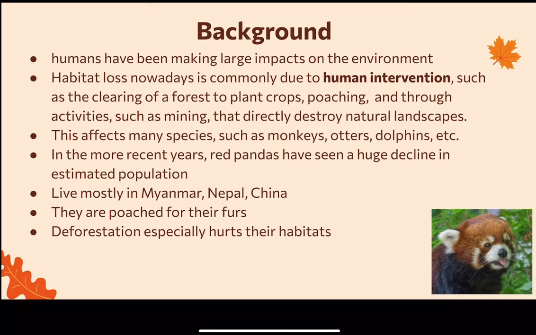For some background information, in recent years, humans have been making large impacts on the environment. Habitat loss nowadays is commonly attributed to human intervention. This includes things like clearing of forests to plant crops, poaching of animals for their furs, and other activities such as mining, which directly destroys the natural landscape. Activities like these affect many species, including monkeys, otters, dolphins, etc.